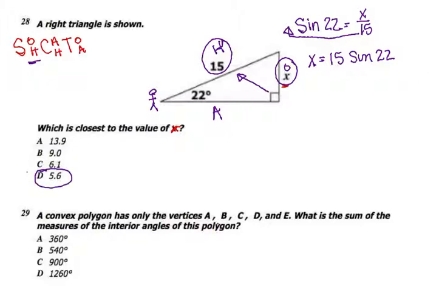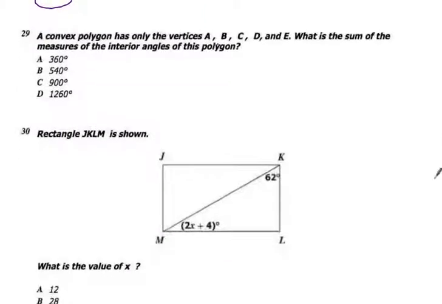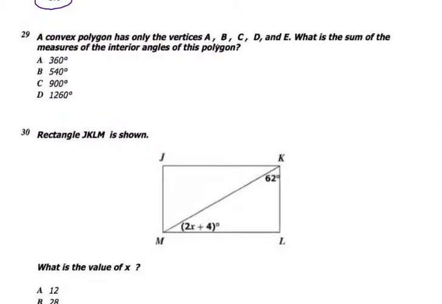All right, number 29. A convex polygon. But that's okay. All we want to know is it's a polygon. And it has vertices A, B, C, D, and E. What's the sum of the interior angles of a polygon? The interior angle sum equals n minus 2 times 180. Or 180 times n minus 2. Either way. Well, if this shape has 1, 2, 3, 4, 5 vertices, then how many sides will it have? You got it, 5 sides.